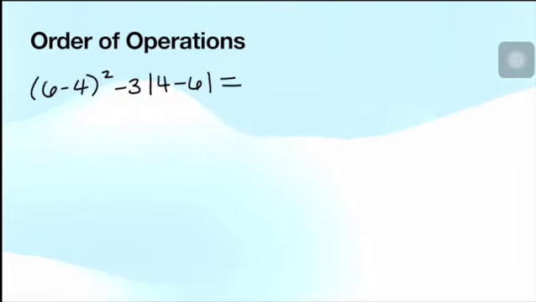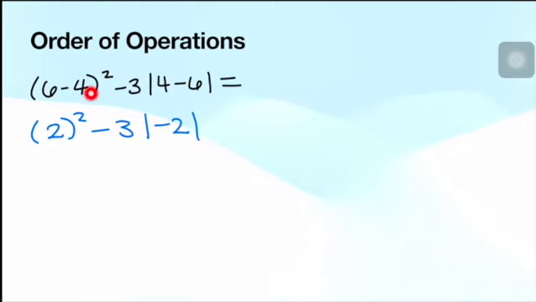Here's another one. I've got parentheses, 6 minus 4, squared, minus 3. And then these straight bars here are actually absolute value bars. And absolute value takes a number and makes it positive. So using our order of operations, we're going to start by working inside the parentheses. So 6 minus 4 is 2.